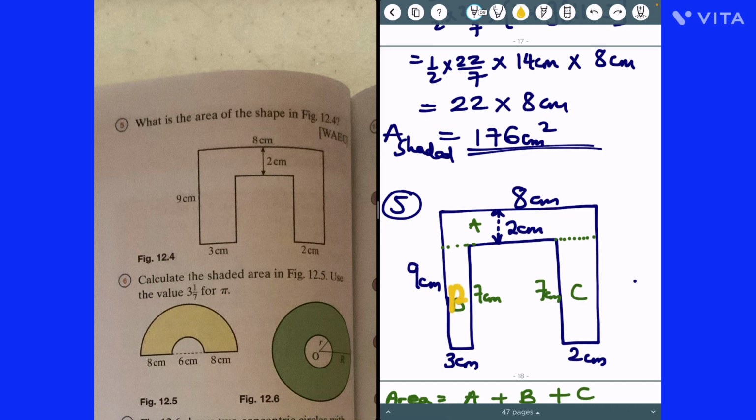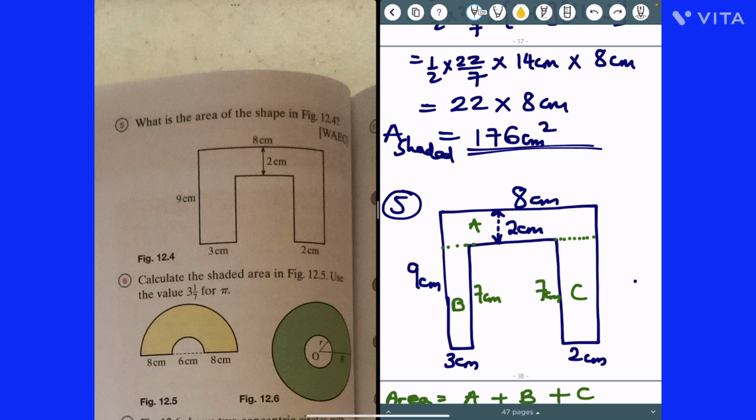Now go to B. In B, this is given as 9 centimeters. This 9 centimeters is the length of the whole side here. But we are told this is 2. If you take 2 from 9, you will get 7 here. So the length of B is 7 and its breadth is 3. So if this place is 3, this place is also 3. So B is a 7 by 3 rectangle. Go to C. C is a 7 by 2 rectangle.